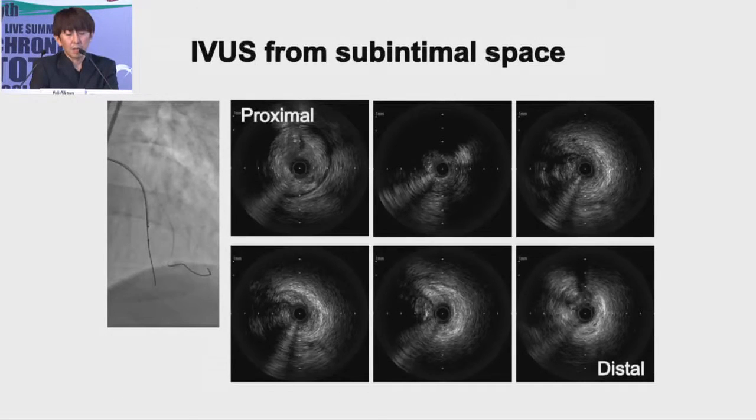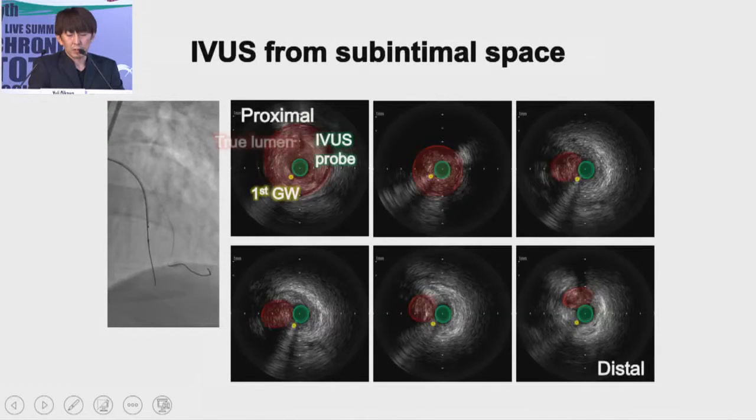This is the IVUS finding from distal to proximal. Left upper side is proximal, right lower side is distal. At the proximal site, IVUS is intimal. However, the distal site is apparently inside the pseudo lumen, the subintimal space.